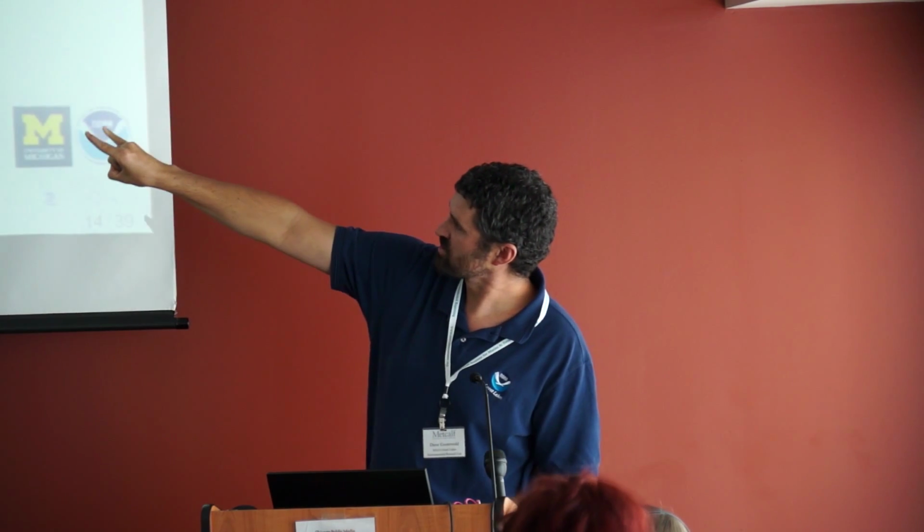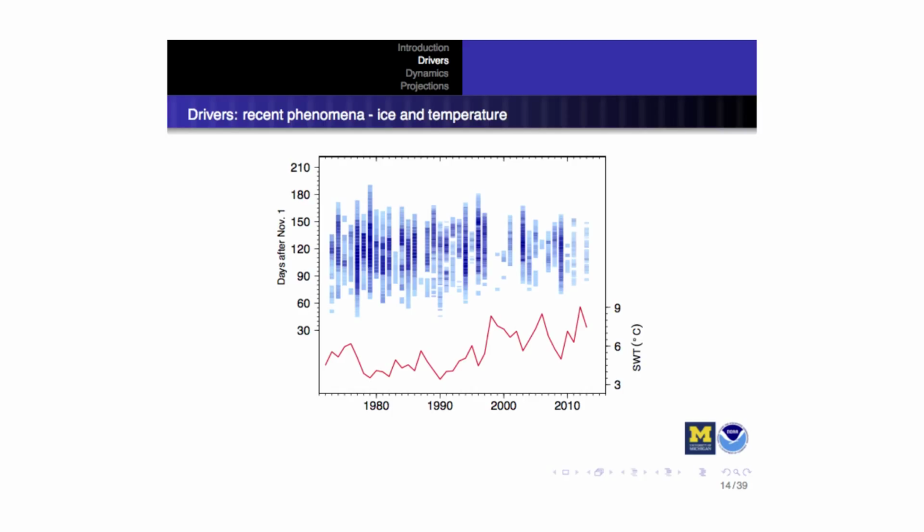But one of the points of this slide is that the blue vertical bars you see represent the areal extent of ice cover each year, where as we progress through the year from bottom to top, I have days after November 1st. So December 1st, January 1st, March, April, May. The darker the blue, the greater the areal extent of ice cover on Lake Superior. So the dark blues represent close to 100% ice cover, and light blue or white represents no ice cover.